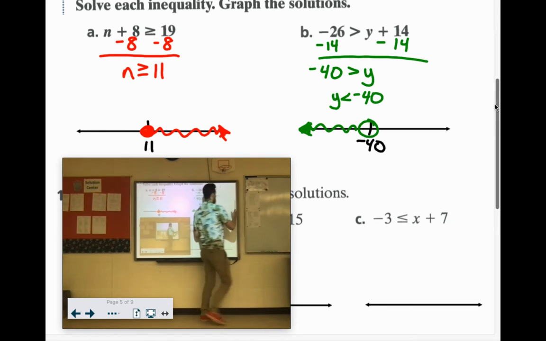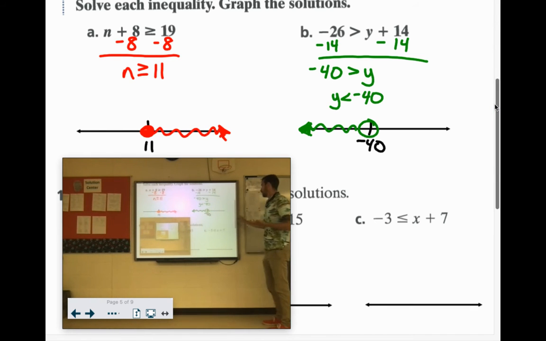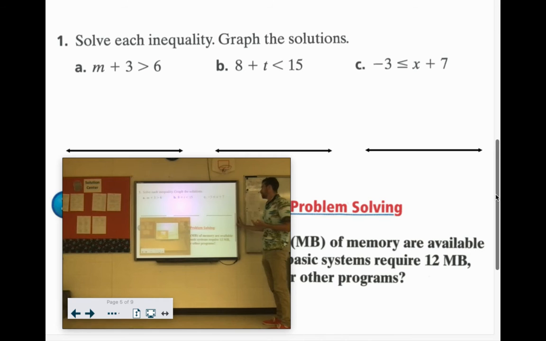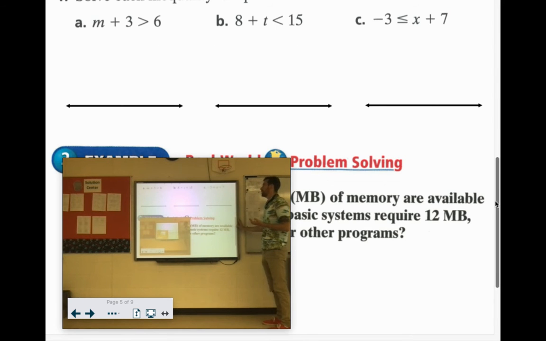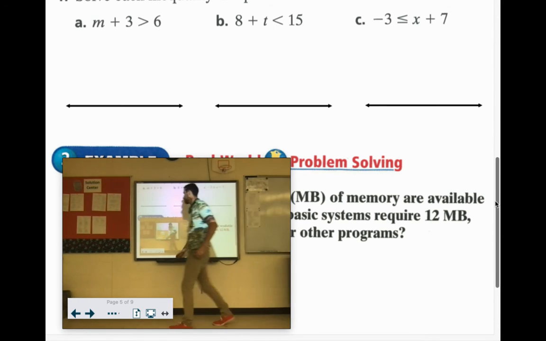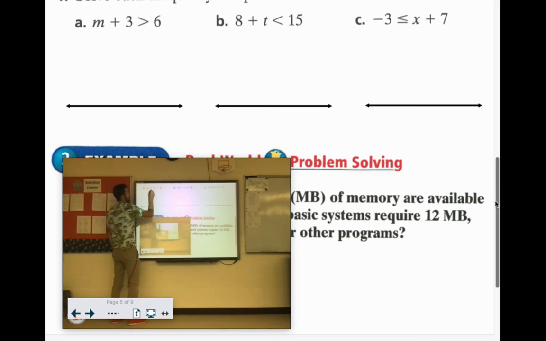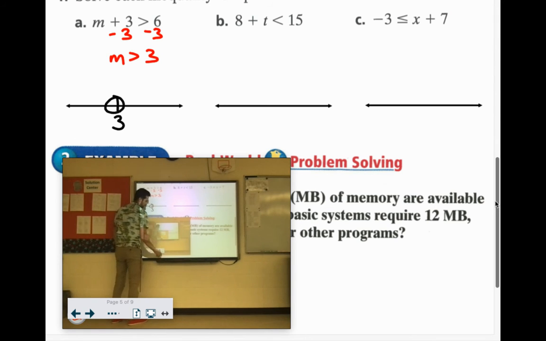I have 3 examples I'd like you to try. So pause it, try them, and then check your work. Get rid of plus 3 with minus 3. m is greater than 3. Open dot. Shade to the right because the letter's first.